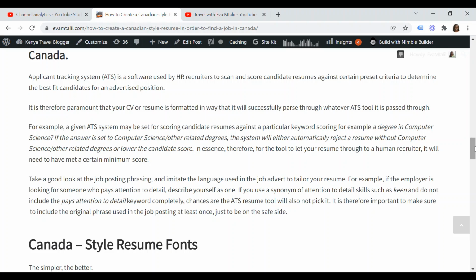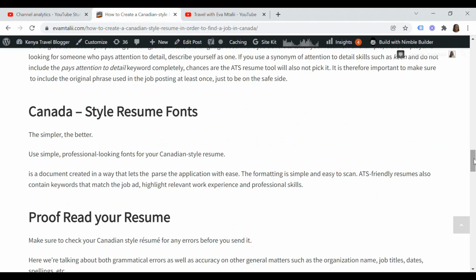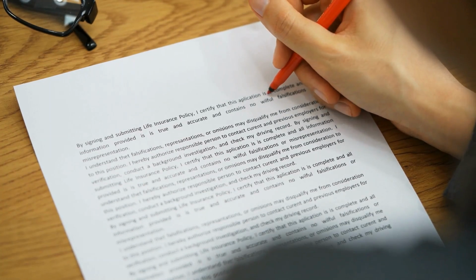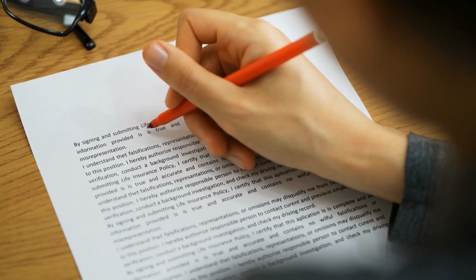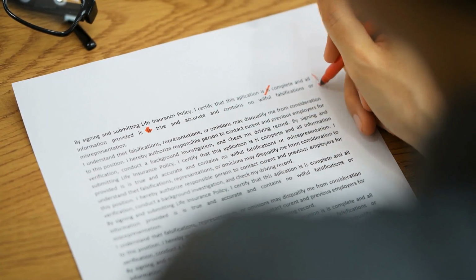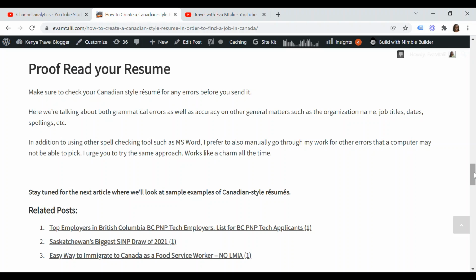Okay, let's talk about proofreading, which is the most important bit. I cannot tell you how many emails I receive: "Hey, Eva, please check my resume for me." And even the email body itself has grammatical errors. The CV has grammatical errors. The cover letter has grammatical errors. So make sure your Canadian style resume is checked for any errors before you send it.